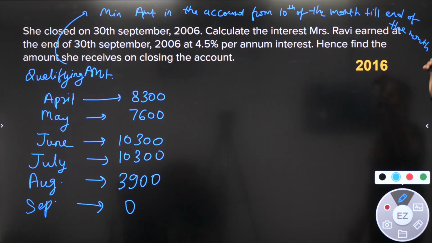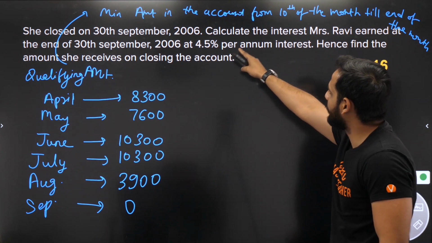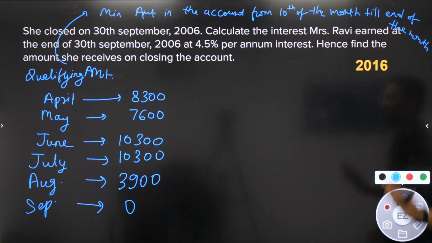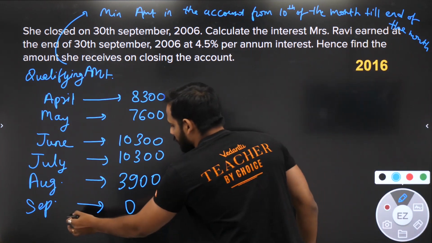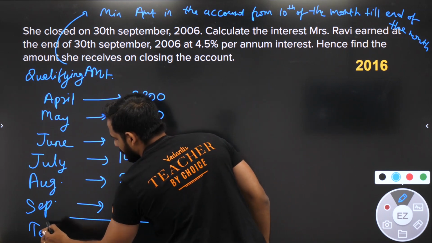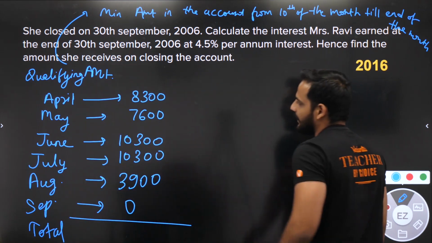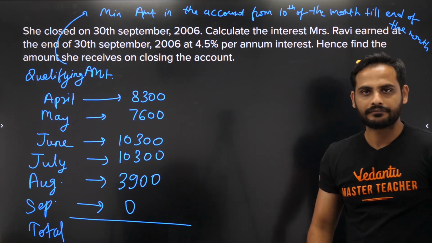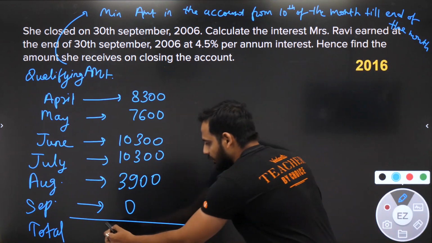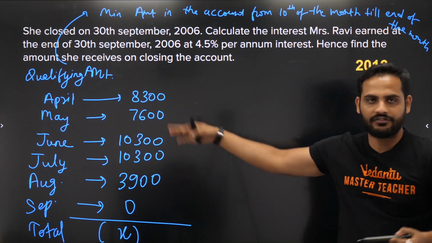Now they are saying the bank is giving 4.5% per annum interest. So what is the total principal amount? So total principal amount now you need to calculate. So add all of them. In this total, let's say we have got it X, calculation, whatever, I'll show you the calculation.